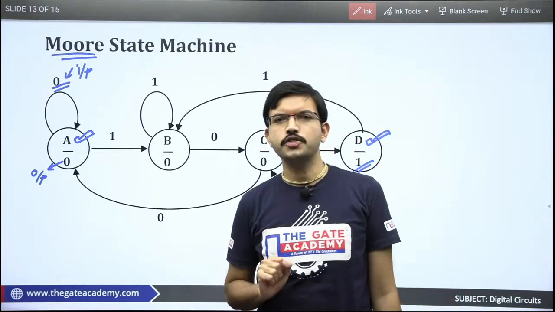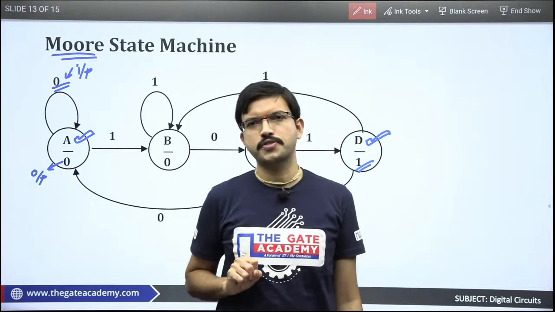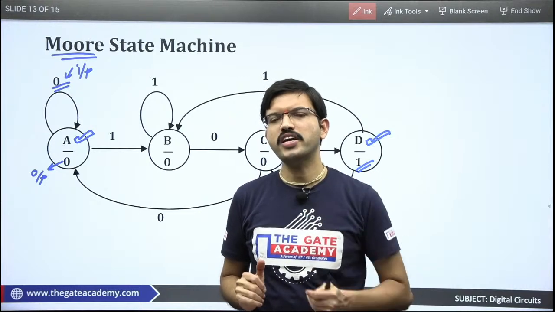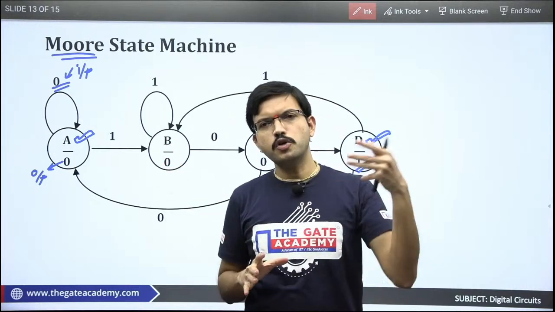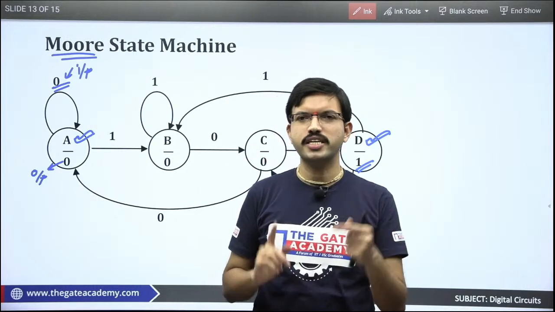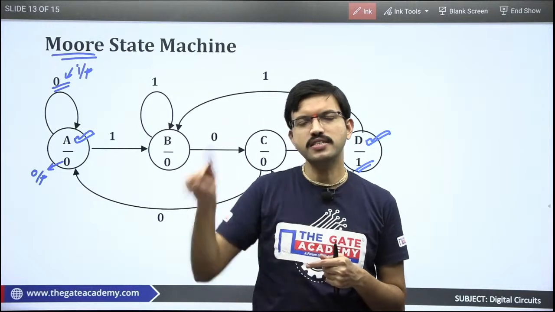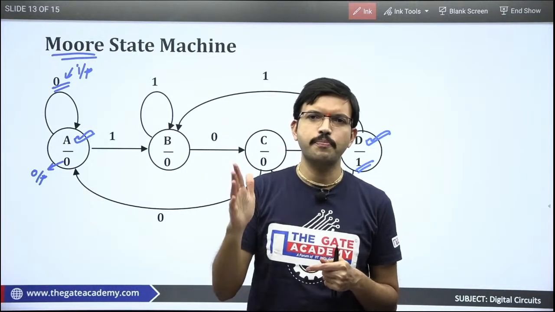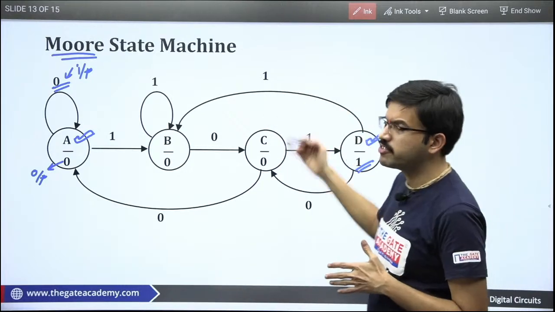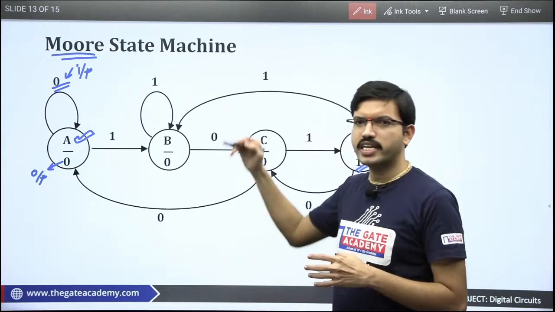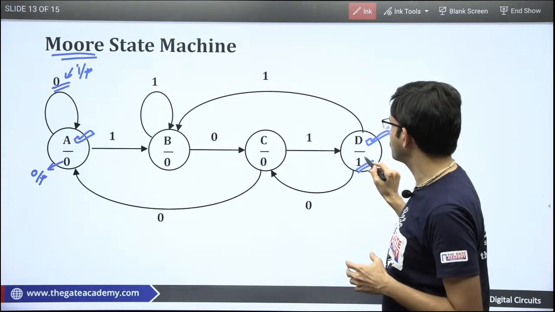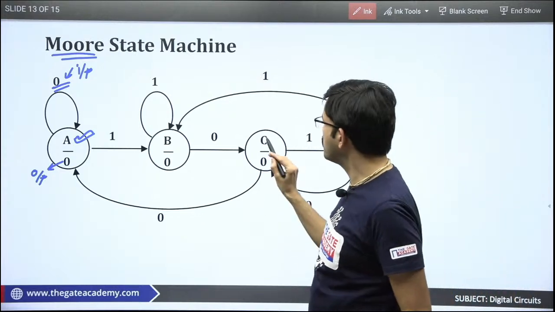See, in the combinational circuit, outputs depend only on the present inputs, whereas in a sequence circuit, outputs depend on both present inputs and present state. So if it depends on both, it is a sequence circuit. Even if it depends only on the present state, still we can say it is a sequence circuit, because in a sequence the process is going on from one state to another state. So this is also an example of a sequence circuit, but only part of the definition is considered here. Outputs depend only on the present state, not on the present input.